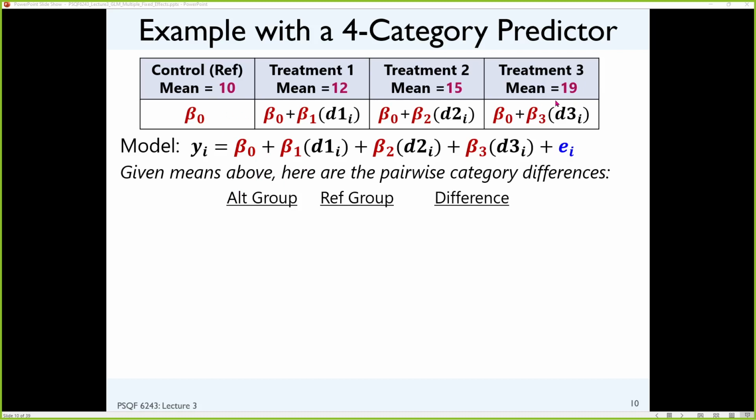So given that the model tells us how these means are formed, it also necessarily tells us how the groups differ from each other. So control versus treatment 1, the alt group, so the one that's not the reference, treatment 1 in this case, is beta 0 plus beta 1. The ref group is control, and its mean is given only by beta 0. These two beta zeros drop, and I'm left with just beta 1. And based on the pattern of means, beta 1 has to be a positive 2, because treatment 1's mean is 2 more than the control group's mean.